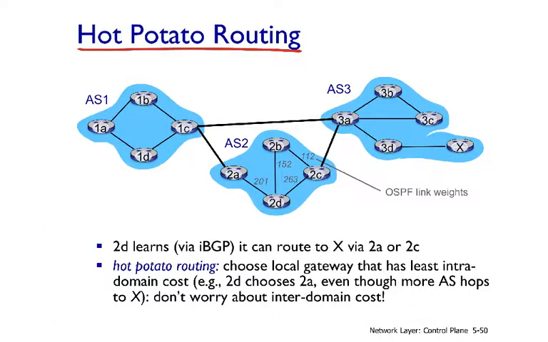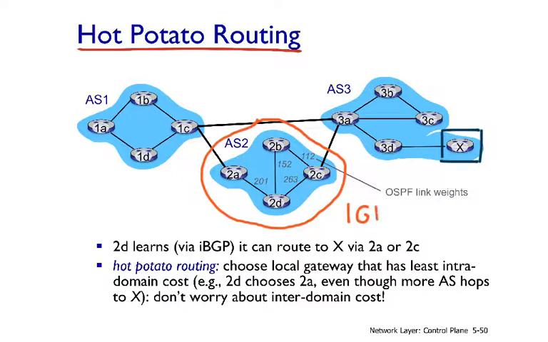Next, we are going to learn the hot potato routing. With the same destination in mind, X, I'm focusing on this autonomous system, number 2. This autonomous system runs on a specific IGP protocol, interior gateway protocol, for example, OSPF. And we have a cost on each link.